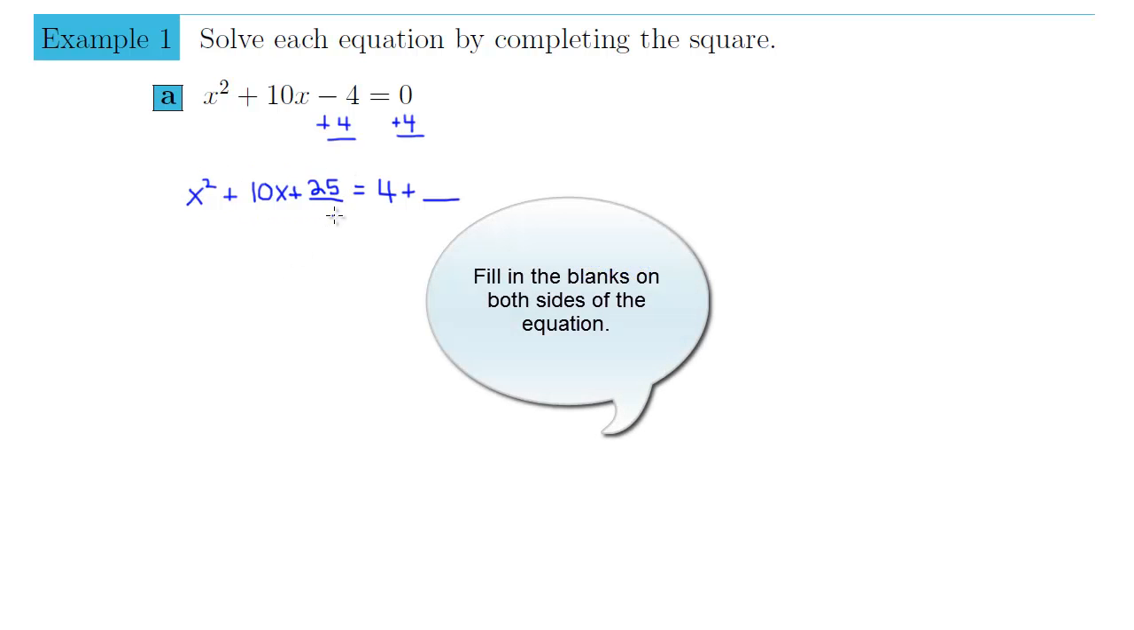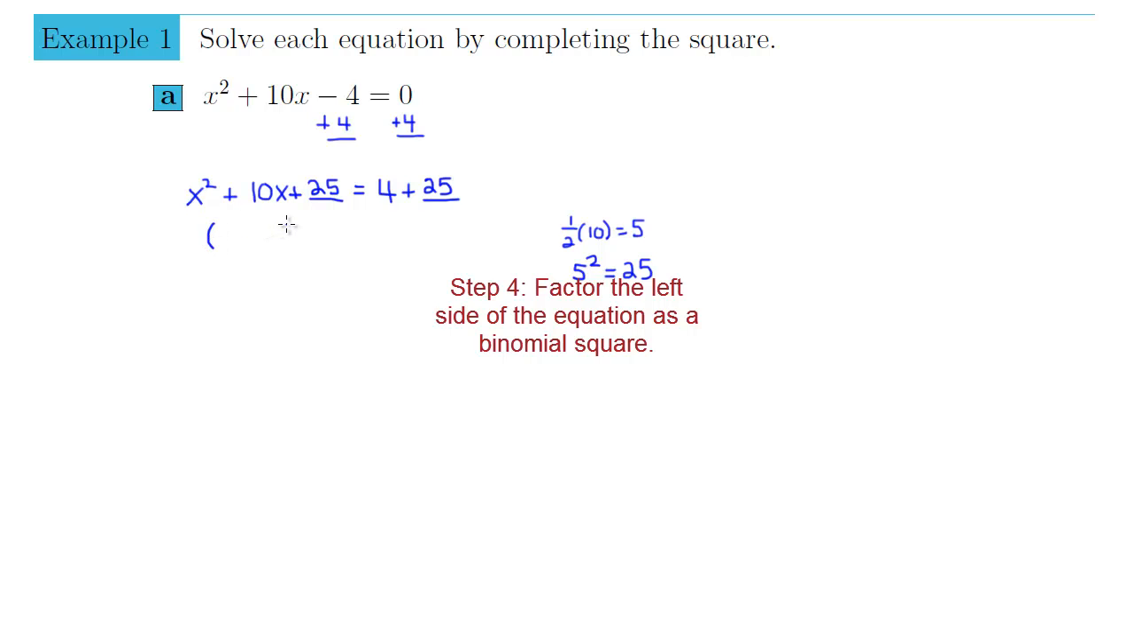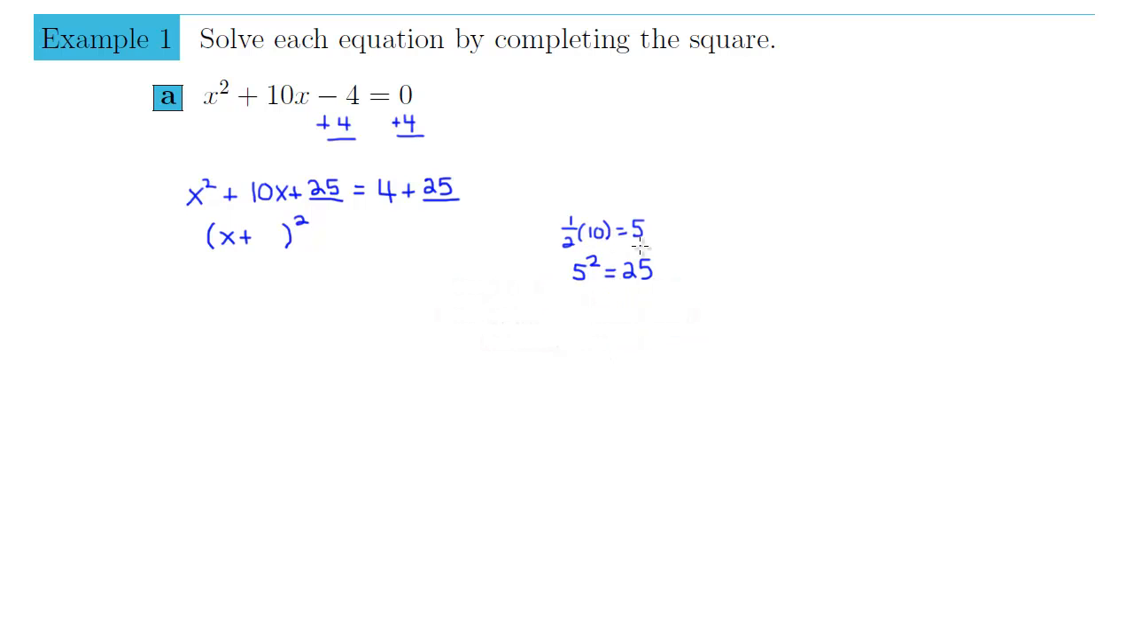Whatever we add to the left side of an equation, we must also add to the right side of an equation, so we add 25 to the right and put it in that blank as well. Now, our fourth step is to factor this left side. Because it is now written as a perfect square trinomial, we can factor it as a binomial square, and this is very easy. We simply take that number right here that we took half of 10 to get. That number, our magic number, is 5, and that's what goes in our blank here. X plus 5 quantity squared gives us x squared plus 10x plus 25.